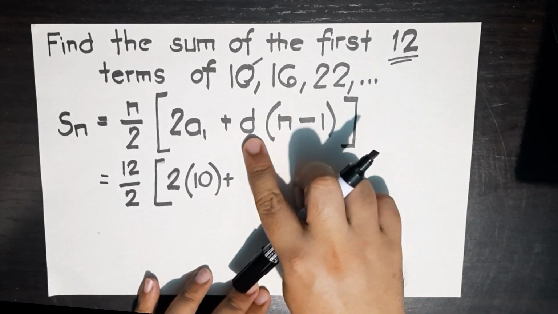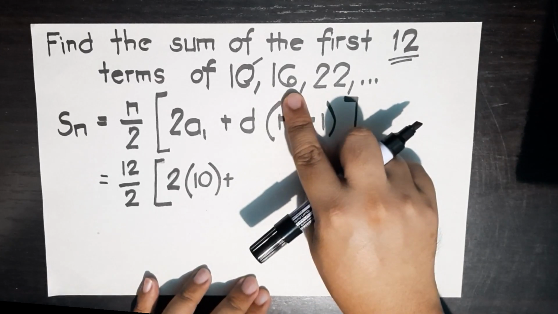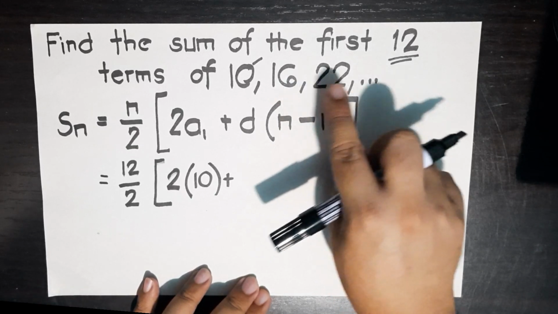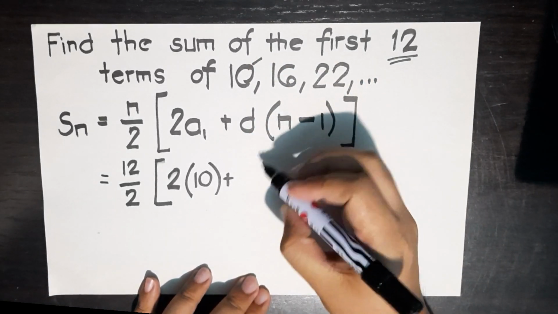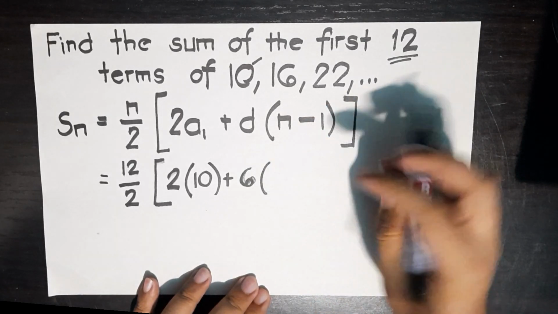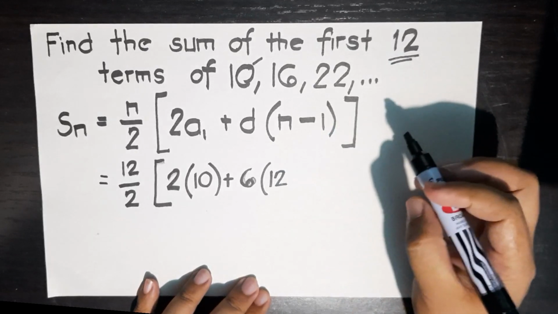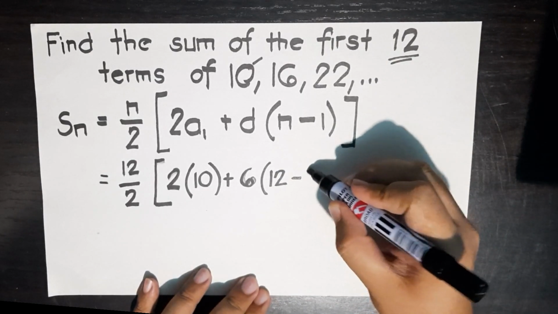Plus the common difference, so let's look at our sequence again. 10 to 16, we added 6. Up to 22, still we added 6. So our common difference is positive 6, times n, still 12 because we're looking for the sum of the first 12 terms, minus 1.